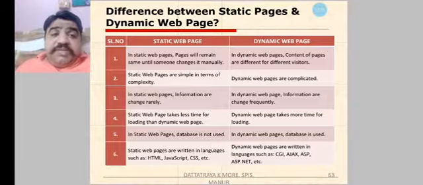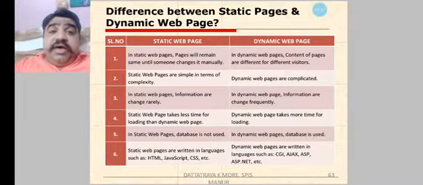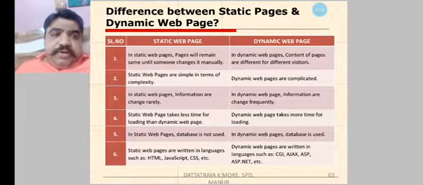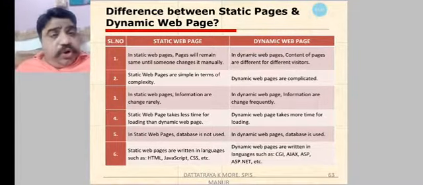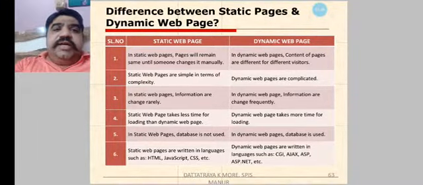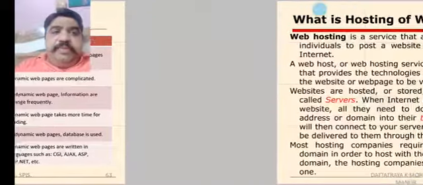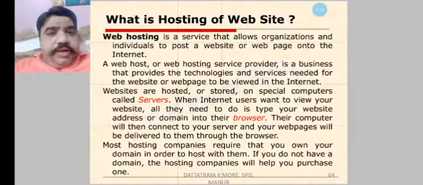Static web pages are written in languages such as HTML, JavaScript, CSS, etc. and dynamic web pages are written in languages such as CGI, Ajax, ASP, ASP.NET, etc. So here is the difference between static and dynamic web pages. Let's move ahead a little bit.